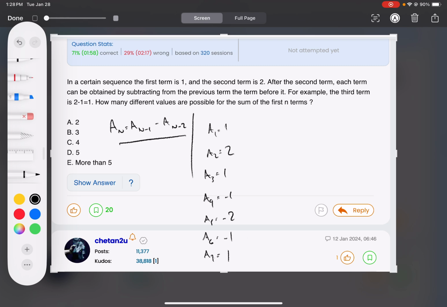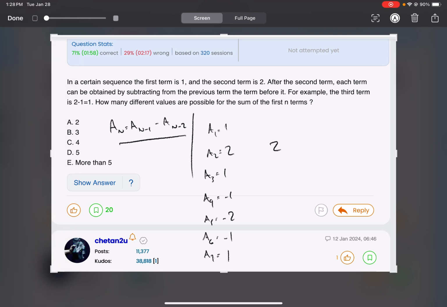Oh, I see what's going on here. Next one will be 1 minus negative 1, which is going to be 2. Then 2 minus 1 is going to be 1. 1 minus 2 is negative 1. Negative 1 minus 1 is negative 2. I mean, we see the cycle at this point.